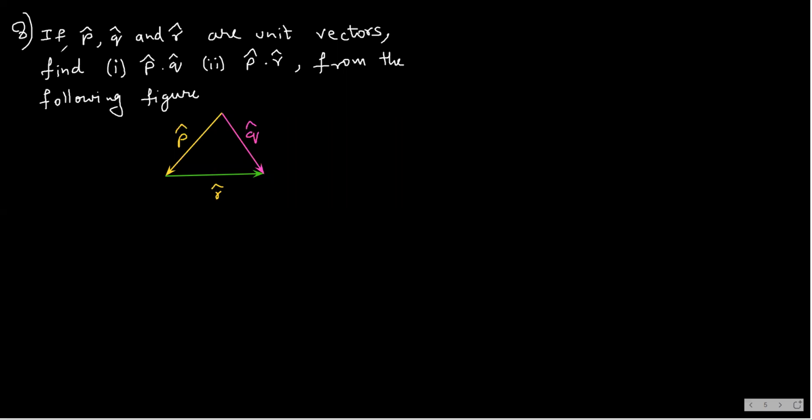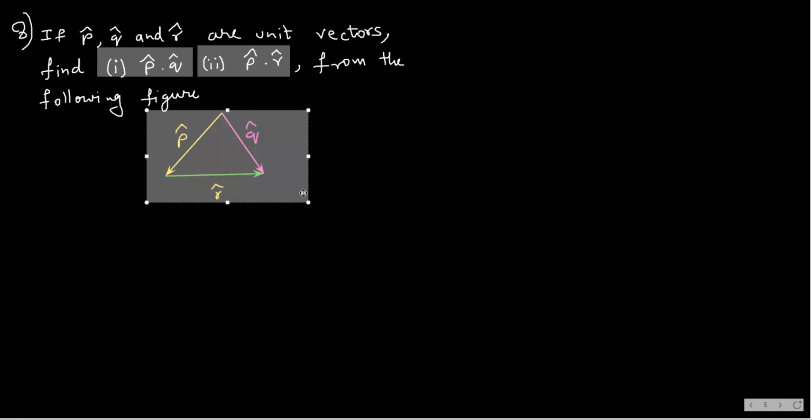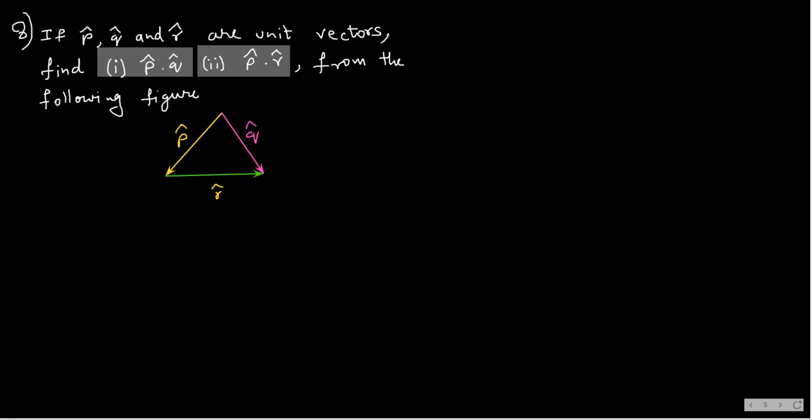Now the next question is number 8. If P cap, Q cap and R cap are unit vectors, find first P cap dot Q cap, second P cap dot R cap from the following figure. This is the figure that we have to follow. The figure is given in the question. So we have to solve for these two referring to the given figure. The question is based on this figure. Very important. So we will follow the figure and answer the question.